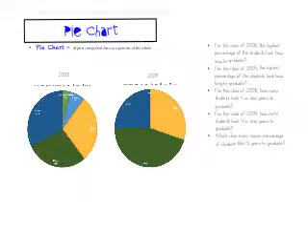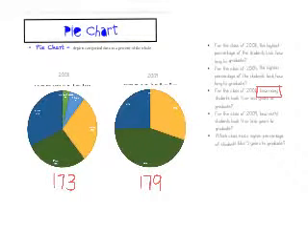For the class of 2008, how many students took 4 years or less to graduate? All right, so if you remember, the pie chart is shown in percentages, whereas this is asking how many students. So I'm looking for a raw number. So I can't get a raw number just from a pie chart, but if you remember, there were 173 students in the class of 2008 and 179 students in the class of 2009.